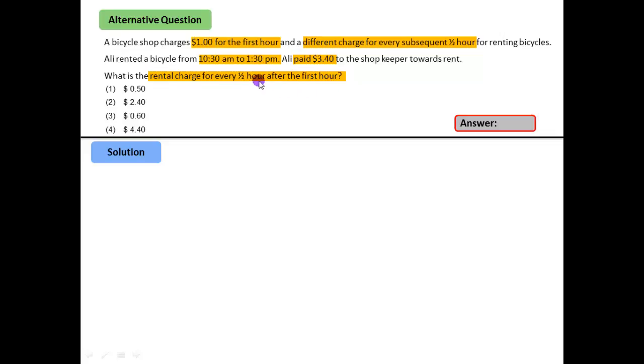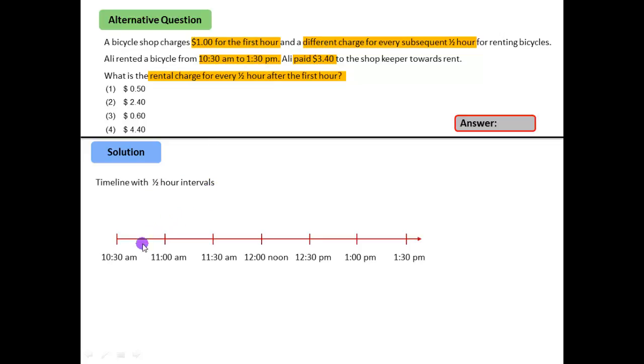Since we are dealing with half-hour intervals, let's draw a timeline from 10:30 a.m. to 1:30 p.m. with half-hour intervals. It will be something like this. We start from 10:30 a.m., then half an hour later will be 11 a.m., then 11:30 a.m., then 12 noon, then 12:30 p.m., followed by 1 p.m. and 1:30 p.m. Now, the first hour will be from 10:30 a.m. to 11:30 a.m. The subsequent half hours would be these intervals. There are a total of 4 subsequent half hours.